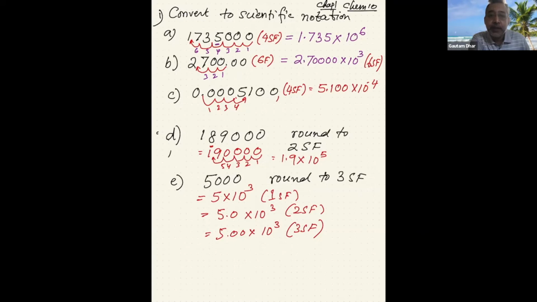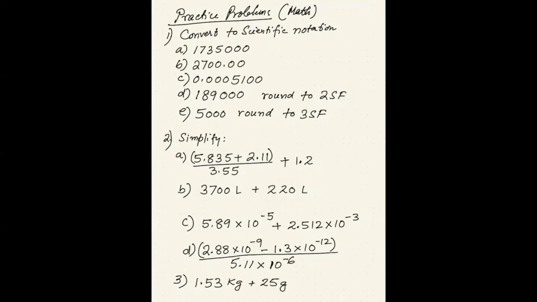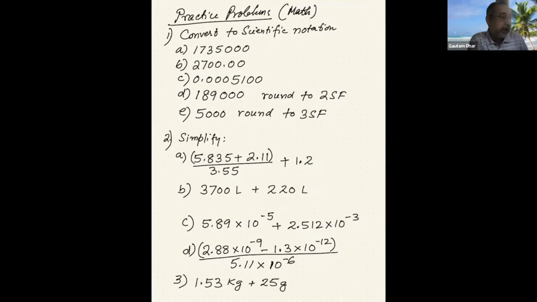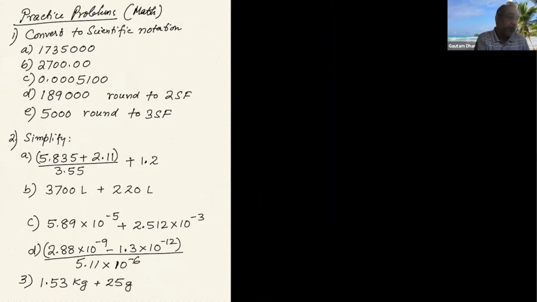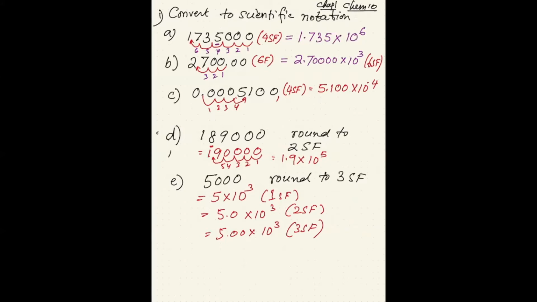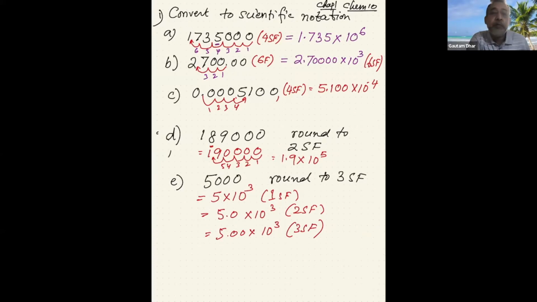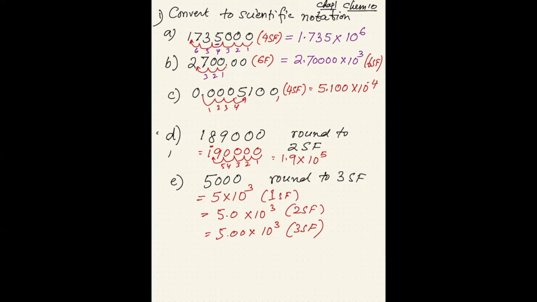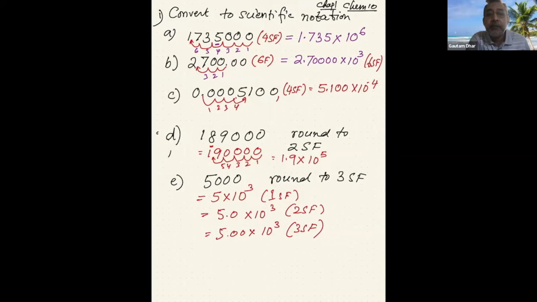And same for the next one. 0.0005. So the correct answer is this, four significant figures. So 5.1 times 10 to the minus 4? No, to the fourth. Yeah, so you're moving the decimal place. How many times? Four. You move it four times to the right, and your number is less than one, so -4.